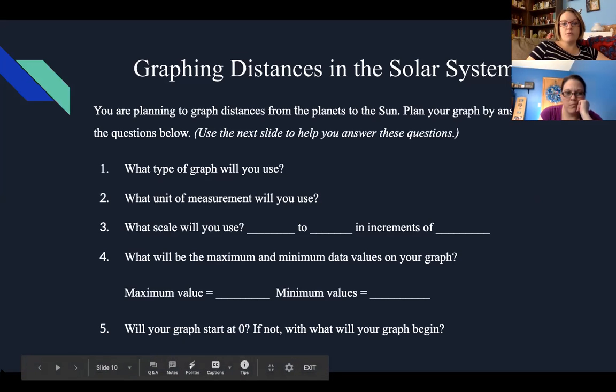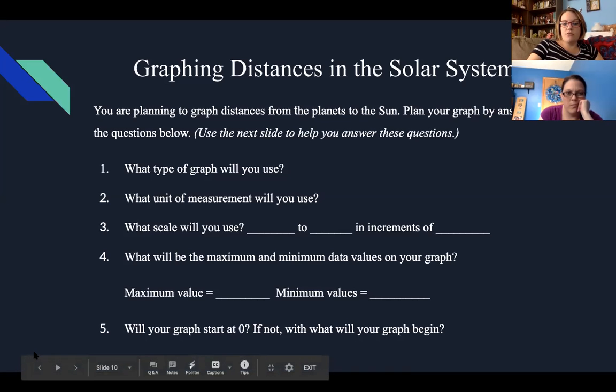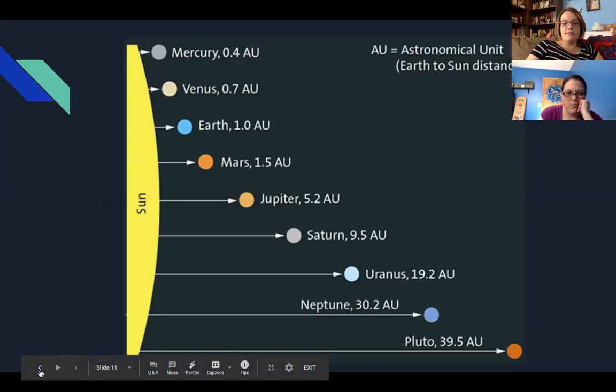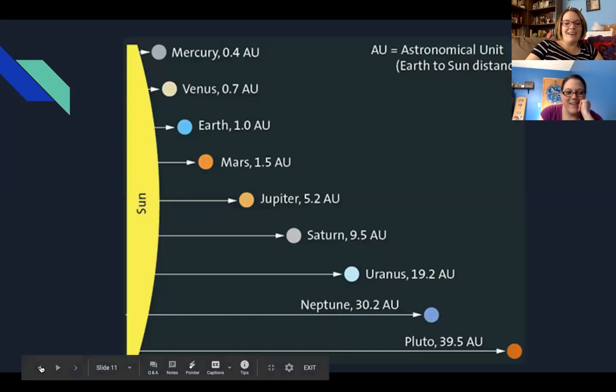All right, so here's some questions. It says graphing distances in the solar system. You're planning to graph distances from the planets to the sun. Plan your graph by answering the questions below. Now, you'll use the next slide to help you answer these questions. This is the slide right here that you'll use. So you'll just refer back to this slide as you answer the questions on the previous slide.